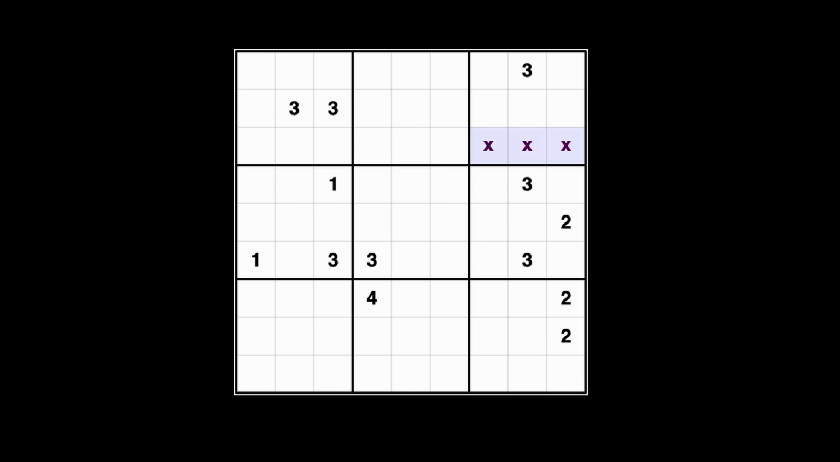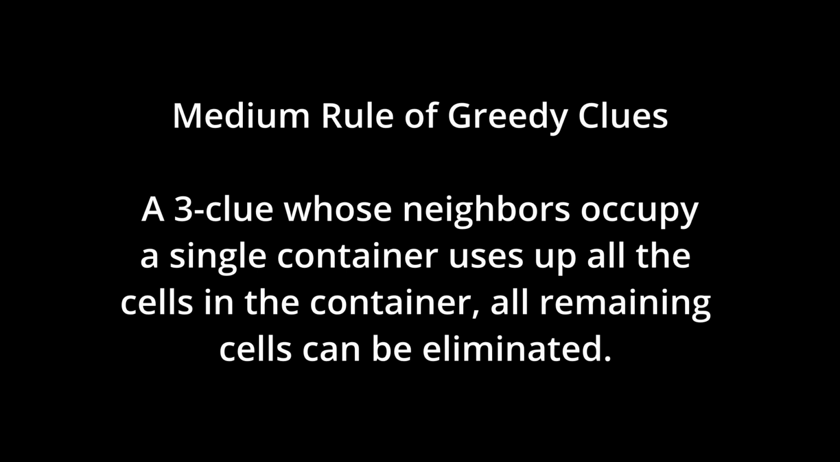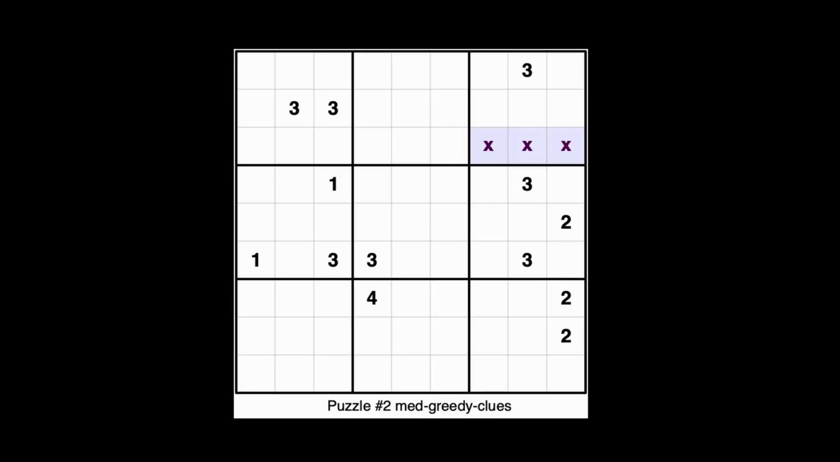I'll add it, and I'll call it the medium rule of greedy clues. Since it's not quite as straightforward as the first rule, I'll give it a score of 2 and a tier of 2. I call this the medium rule because I described it in an overly specific way, a simple version of the rule, where I essentially just look for a 3 clue that has neighbors that are all in one container.